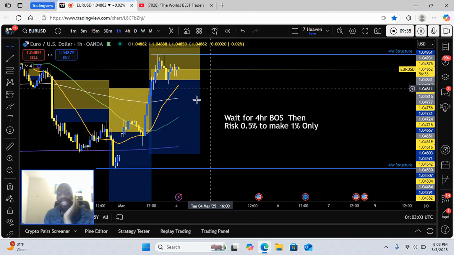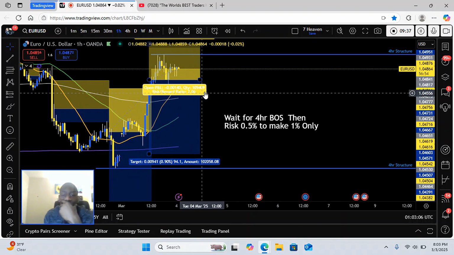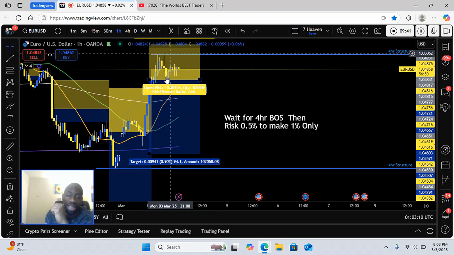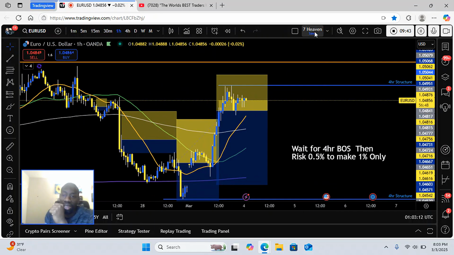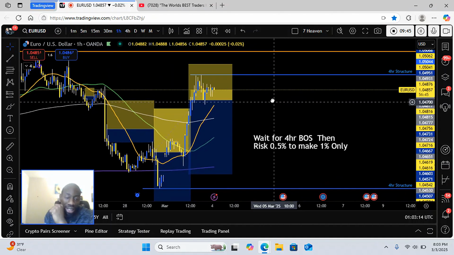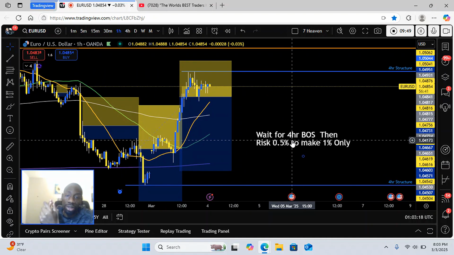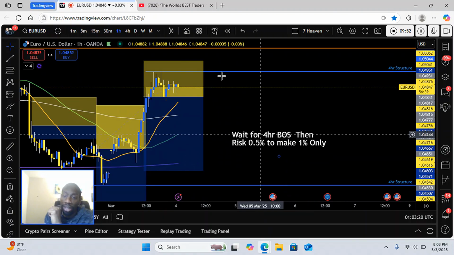So I have a different account that I'm doing this trade on, but this is not a Robin trap strategy. Like when this is finished, I'm not going to be deleting this because it's not part of the strategy. I'm just telling you that right now. But what's part of the strategy on Euro USD? Waiting for a 4-hour breaker structure.